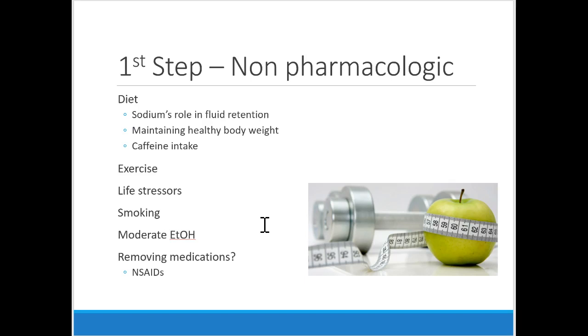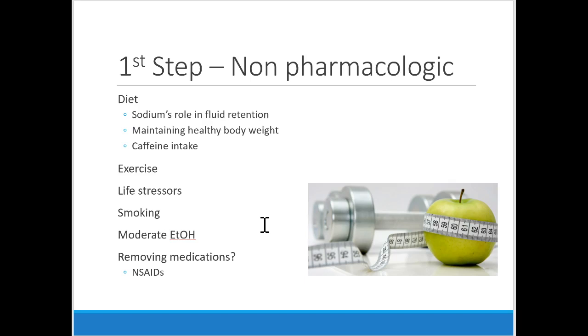We're going to treat it pretty much the same with some slight differences and some preferred agents in pregnant patients. Our first step is always non-pharmacologic therapy. So sodium is an important thing to consider restricting if you need to. Fluid retention is a big component of hypertension. So if somebody is hypertensive, it's good that they watch their sodium.